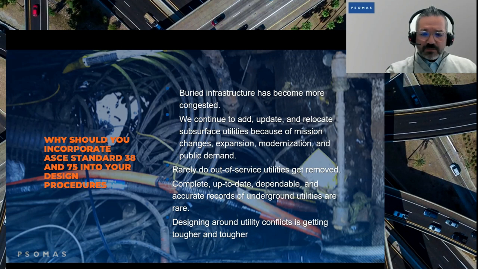Complete, up-to-date, dependable, and accurate records of underground utilities are rare. We're finding that now, as we take a look at the past, that finding good as-builts, finding any as-builts, can be a challenge in doing your project. Designing around utility conflicts is getting tougher and tougher because of the things that we just got done citing.